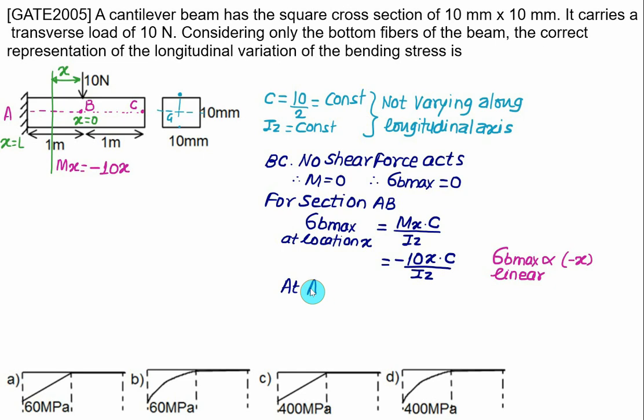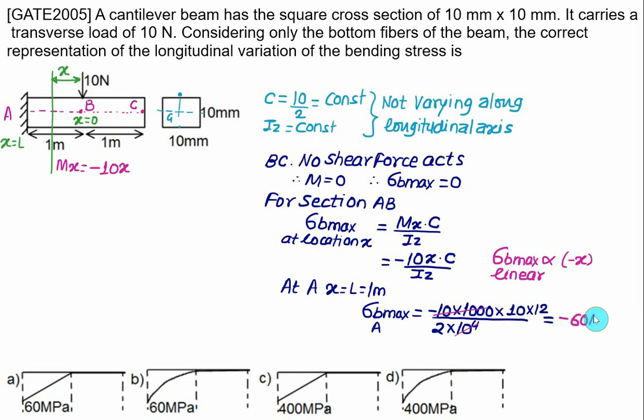So at A we have x equal to L, which is equal to 1 meter. So we can calculate the bending stress maximum at location A. That will be equal to minus 10, that is Newton, times x in meter, so you have to multiply by 1000. Distance c will be 10 by 2, so we have 10 divided by 2. For a square section, moment of inertia is a to the power 4 by 12. So we have 10 to the power 4 divided by 12, which shifts to the numerator, and we can find this value. This is 10 to the power 3 and this is 10 to the power 4, so this term gets cancelled with 10 to the power 4. We have 10 into 12 is 120. 120 divided by 2 will be equal to 60, but a negative value. So we have minus 60 megapascal.